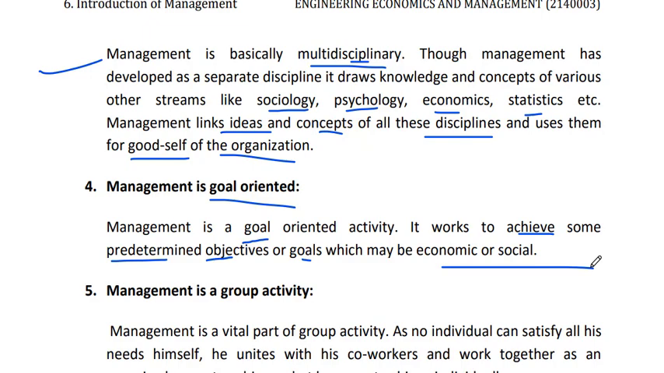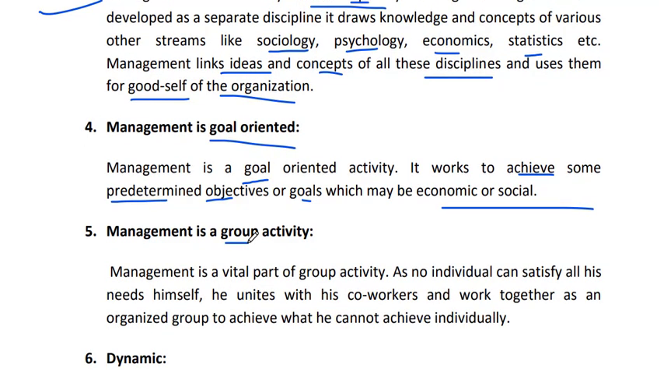Just like, say, I have to produce one mobile phone, or 100 mobile phones, or 1,000 mobile phones with these features. Our goal is to produce mobile phones. So management will work and give tasks accordingly, and they will be completed within the time limit to accomplish our goal. So management is goal oriented. Then management is a group activity. I already said if you want to manufacture a mobile phone, it's not the work of only one person. Management is a vital part of group activity.